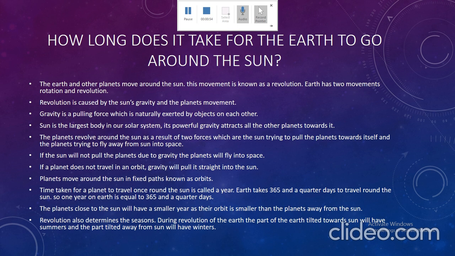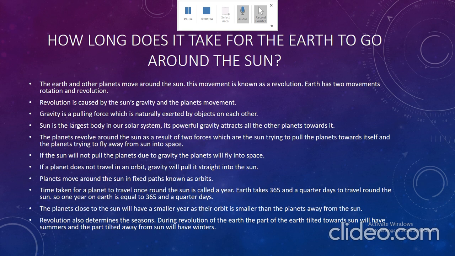Sun is the largest body in our solar system. Its powerful gravity attracts all the other planets towards it. The planets revolve around the sun as a result of two forces, which are the sun trying to pull the planets towards itself and the planets trying to fly away from the sun into space. Alright, beta, this is because of these two forces.